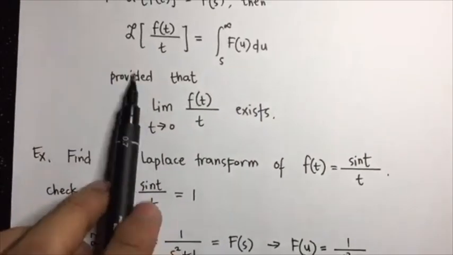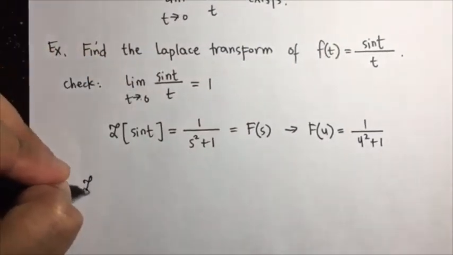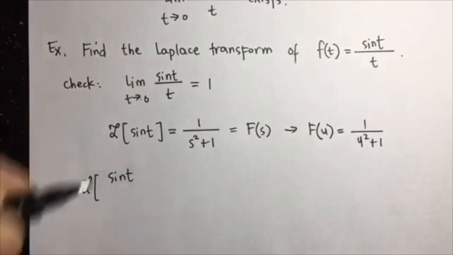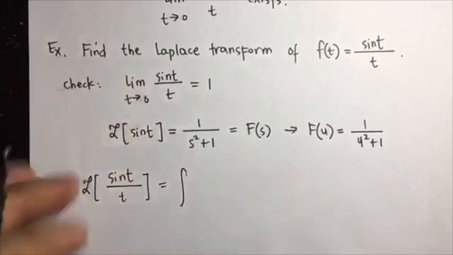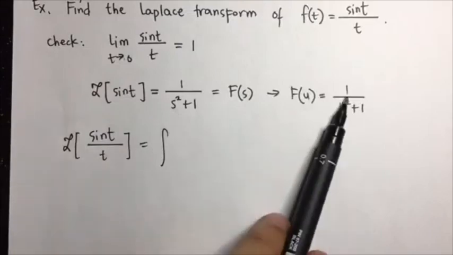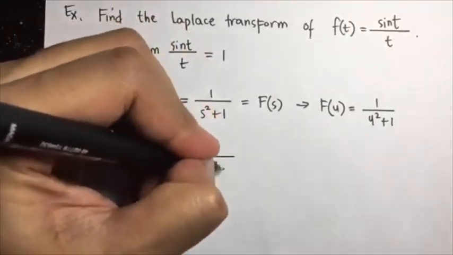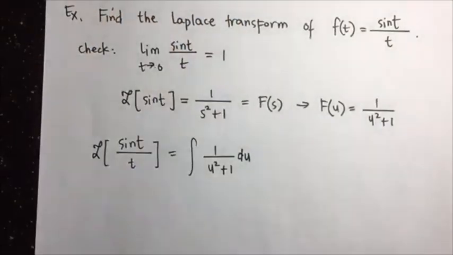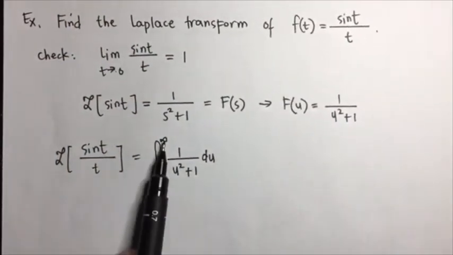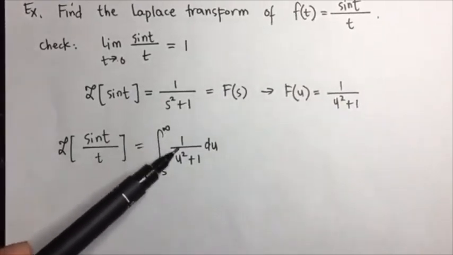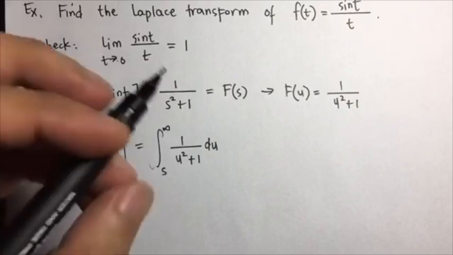Now we can solve for the Laplace transform of sine t over t. The Laplace transform of sine of t over t is equal to the integral of F(u) du. Our F(u) is 1 over u squared plus 1, and then du, from s to infinity. As you can see, we have an infinite limit, so this is an improper integral. Therefore we must replace infinity with another variable, let's say a, and then write the notation of limits.